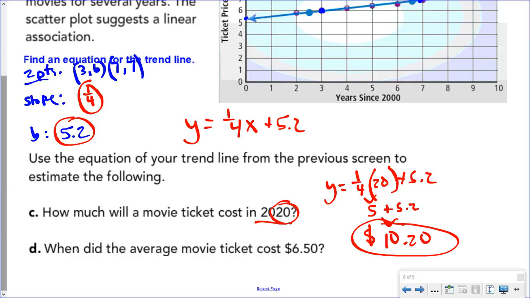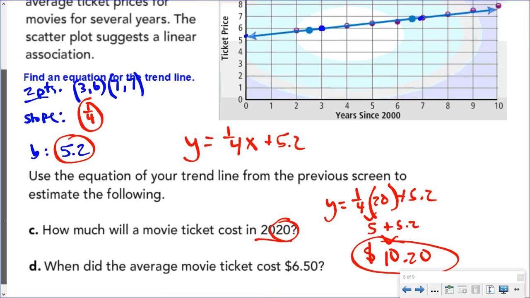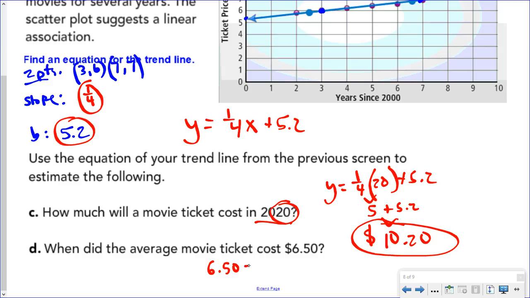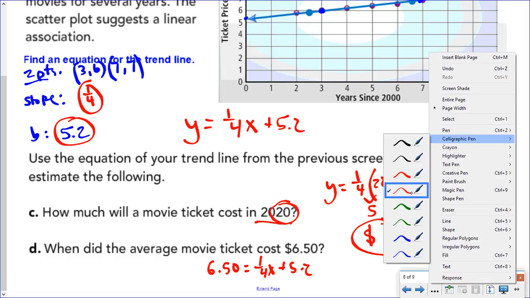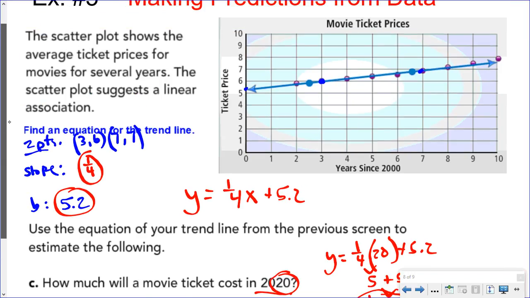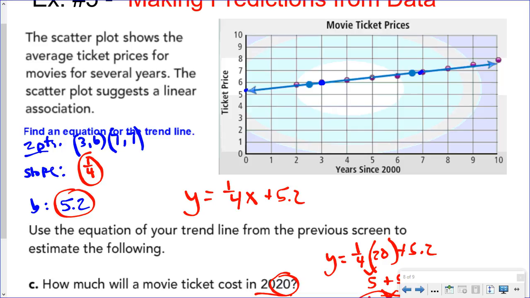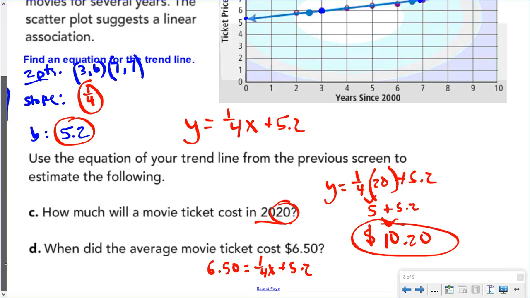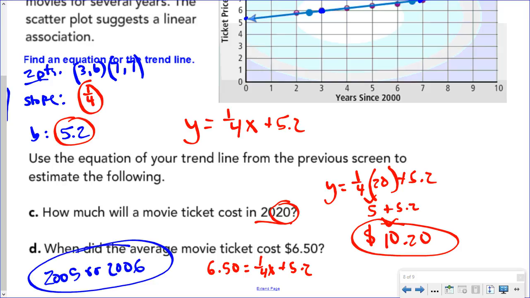In addition to that, when did the average movie ticket cost $6.50? Well, I could plug in $6.50 into my equation, 1/4 x plus 5.2, and I could solve that way. But I'm going to cheat, and I'm going to go the easy way, and I'm just going to look at my graph. When do I see the cost being $6.50? Well, here's right in the middle, $6.50. I'm looking at between 2005 and 2006. 2005, okay, and that's about it. That's as far as I'm going to go.